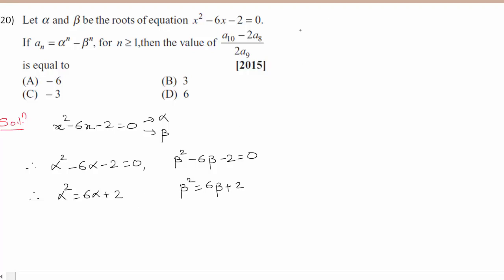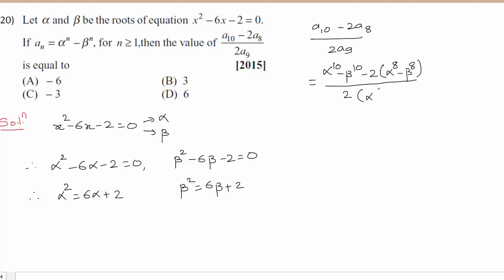Now, what we need, students, is a10 minus twice a8 upon twice a9. Let's see what this is. a10 is alpha raised to 10 minus beta raised to 10, minus twice a8, where a8 is alpha raised to 8 minus beta raised to 8. Denominator is twice a9. a9 is alpha raised to 9 minus beta raised to 9. So basically we need to deal with power 10, 8 and 9 over alpha and beta.